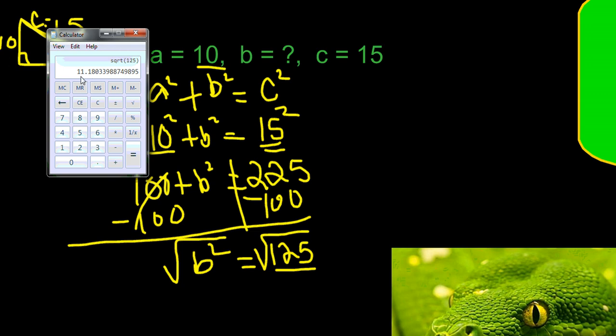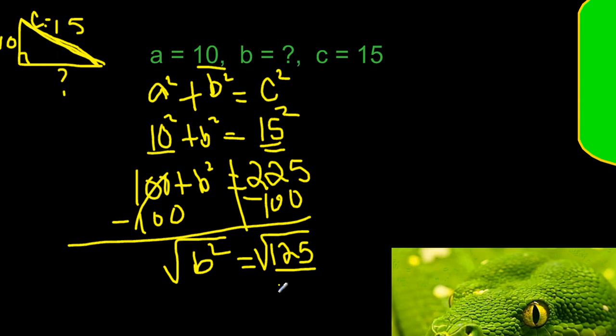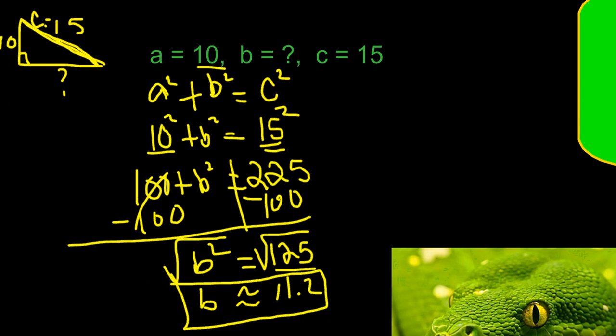So it looks like we have 11.18, which if we round to the nearest tenth is going to give us 11.2. So B is not exactly, but approximately 11.2. And there's our solution to our equation.